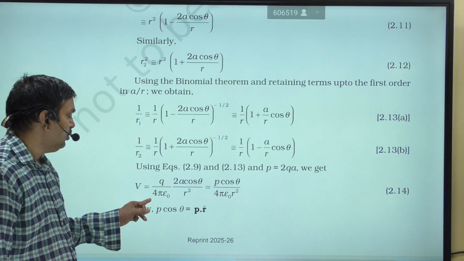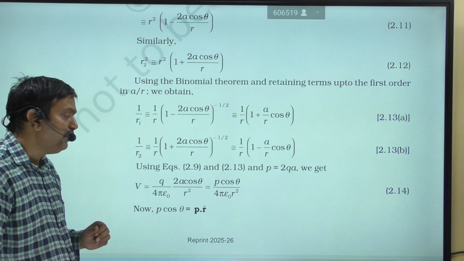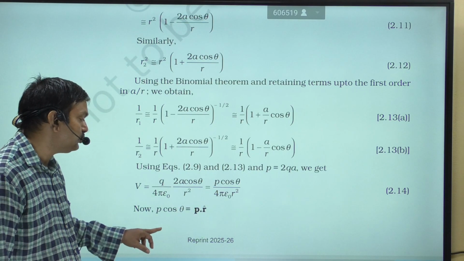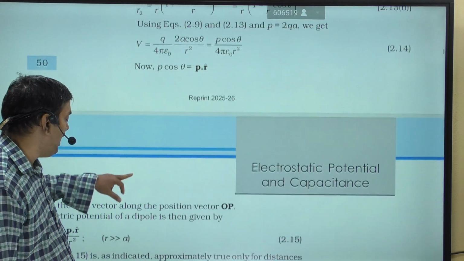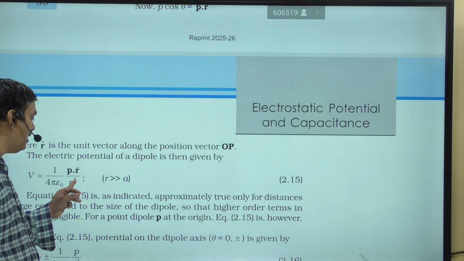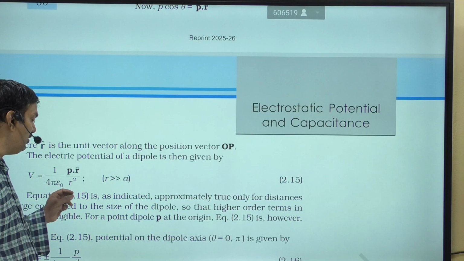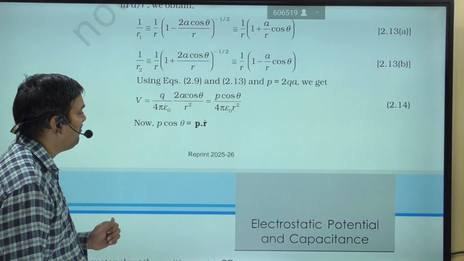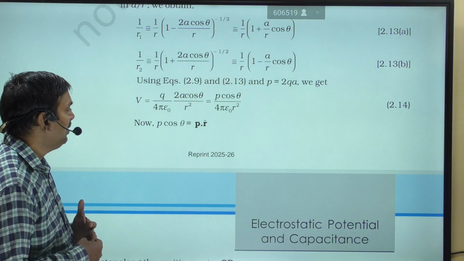కాబట్టి సో ఐ కెన్ ఫర్దర్ సింప్లిఫై ఇట్ యాజ్ p cos theta ఉన్న చోట p bar dot r bar డాట్ ప్రొడక్ట్ రాసుకుంటే ఐయామ్ గోయింగ్ టు గెట్ ఇట్ సింప్లీ యాజ్, యాజ్ యు సీ 1 బై 4 ఎప్సిలాన్ నాట్ p bar dot r cap, divided by r స్క్వేర్. కాబట్టి దిస్ ఎక్స్ప్రెషన్ p cos theta బై 4 ఎప్సిలాన్ నాట్ r స్క్వేర్, ఫైన్.